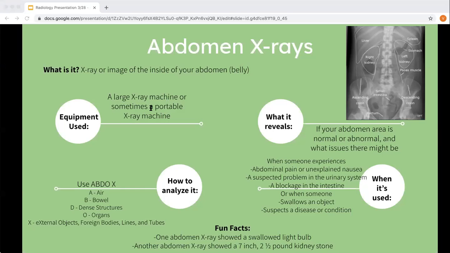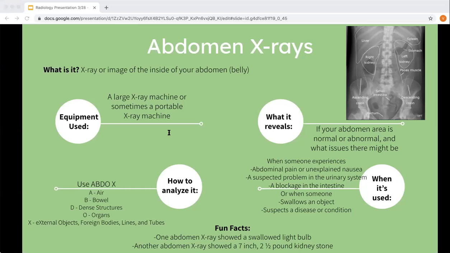It might reveal that your abdomen has kidney stones. Kidney stones are hard deposits of minerals and salt inside of your kidneys. It can also reveal a foreign object that has been swallowed or a hole in the stomach or intestine. Abdomen x-rays can show injured abdominal tissue or an abdominal mass. An abdominal mass is an abnormal growth in the abdomen.